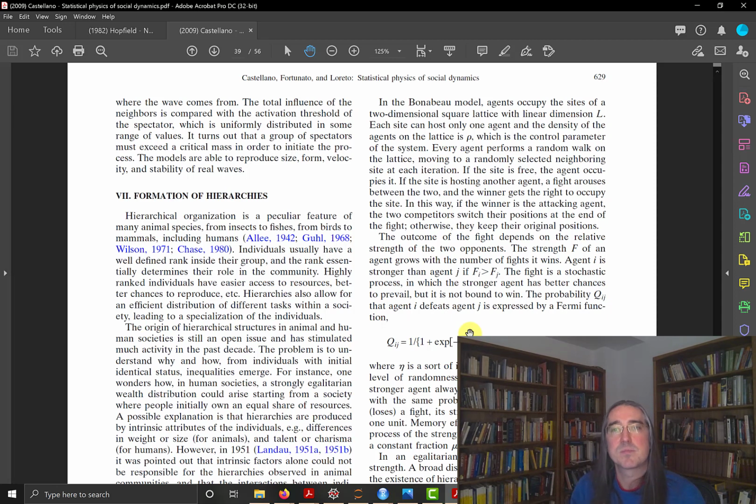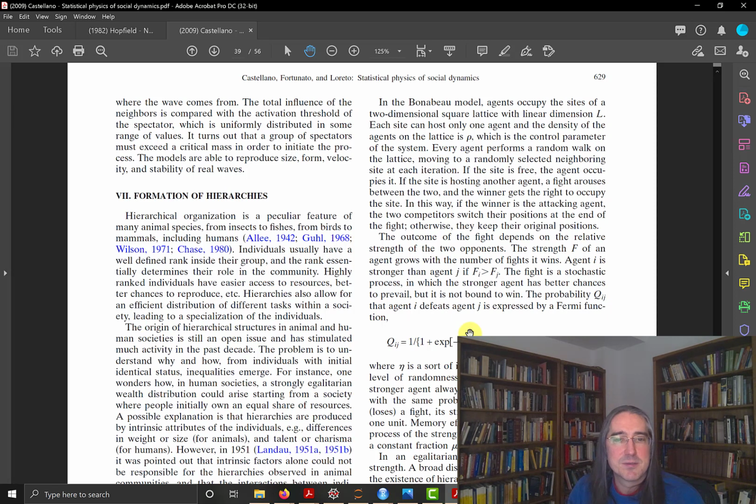Now, whichever agent wins the fight stays on that site. If the one moving wins, then the one that was there before takes the moving agent's old site. So if i moves from i to j and I win, then the j agent goes back to i.